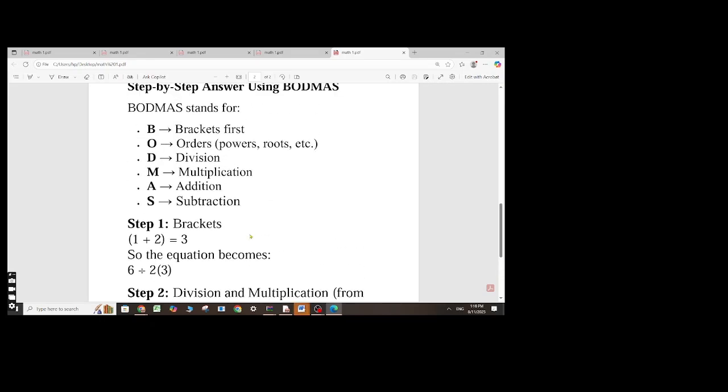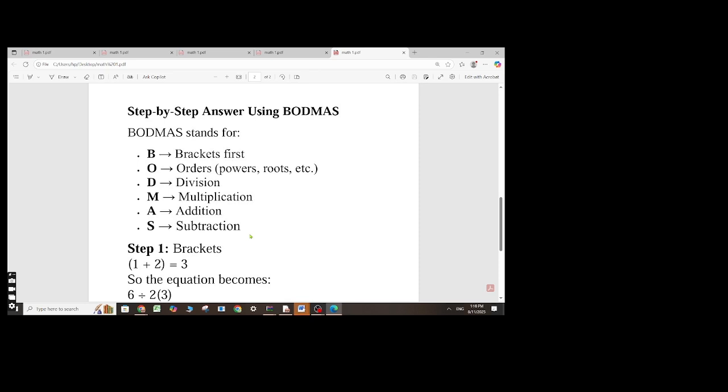So finally, we can solve such types of mathematical equations using the BODMAS rule. BODMAS means that B stands for brackets, O for orders like powers and roots, D is the division, M is the multiplication, and A is addition, and we last do subtraction. So by using this BODMAS rule, we can solve such kinds of mathematical equations.